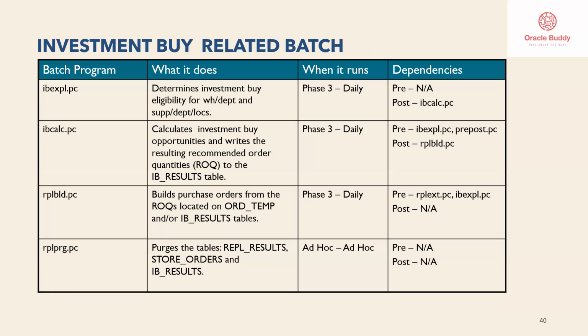Let's talk about investment buy related batches. IBEXPL.PC determines investment buy eligibility for warehouse department and supplier department location. IBCalc.PC calculates investment buy opportunities and writes results, ROQ, to the IB results table. Ripplebuild.pc builds purchase orders from the ROQ located on the ordtemp and the IB result tables. Ripplepurge.pc purges the tables ripple results, store orders, and IB results.